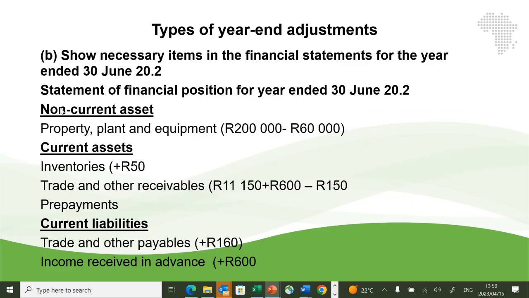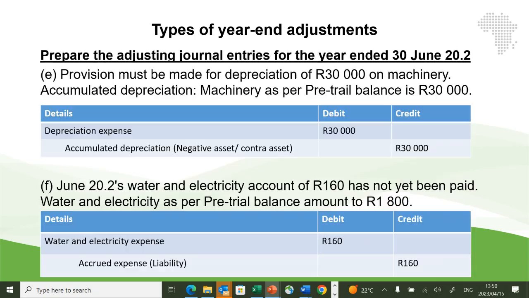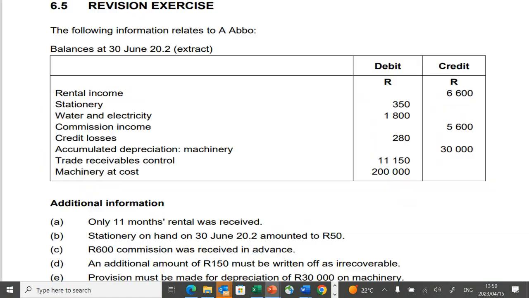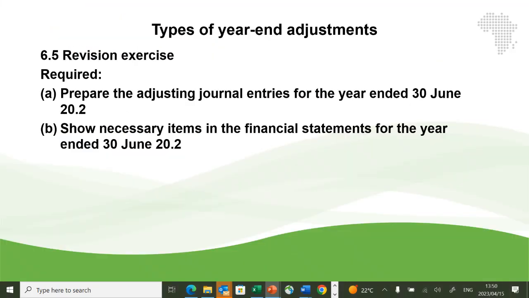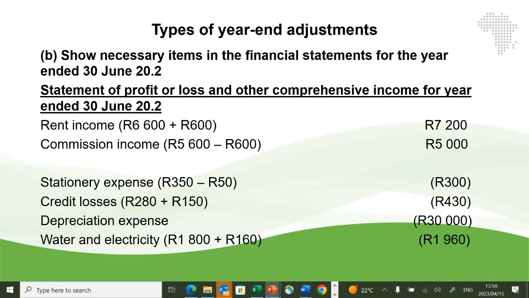So here we start with non-current asset, which is property, plant, and equipment. You were told here that the machinery, sorry to go back, the machinery cost was how much? 200,000. The accumulated depreciation opening balance that we already had was how much? 30,000. So let's go down and do the property, plant, and equipment.